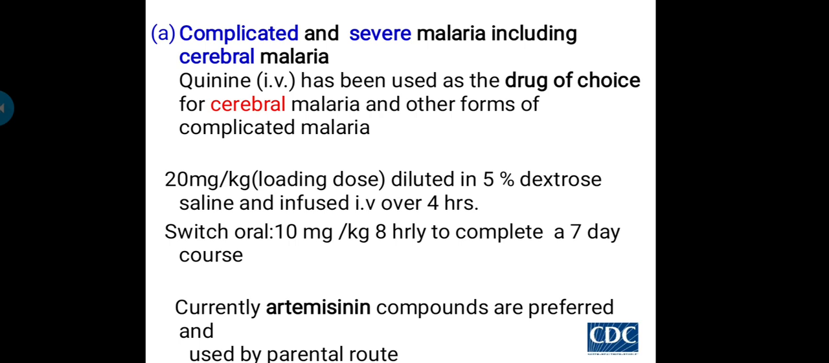Number 3, mechanism of action of the chloroquine in short. Number 4, therapeutic uses of the chloroquine. Number 5, full form of ACT. Number 6, to prevent recrudescence, quinine should be added to which drug?